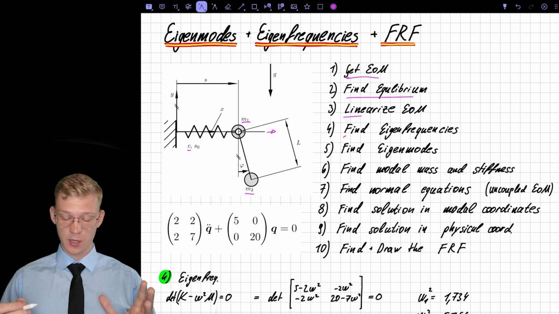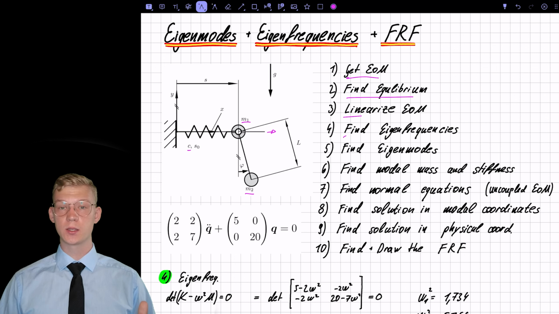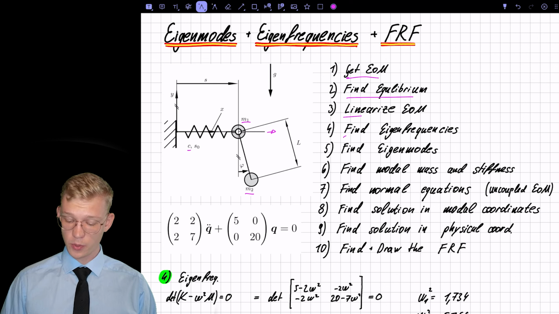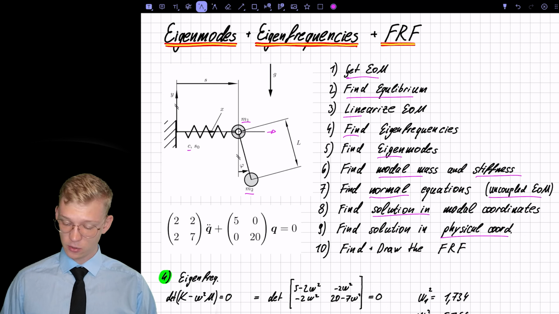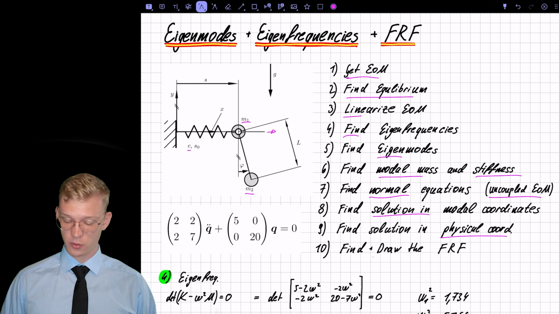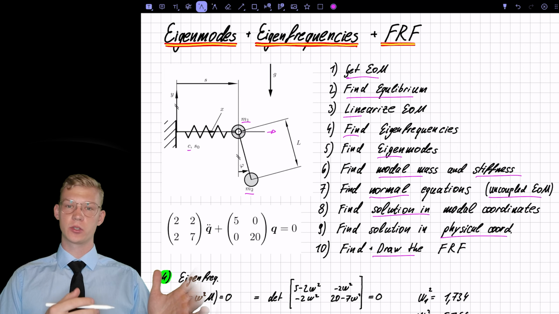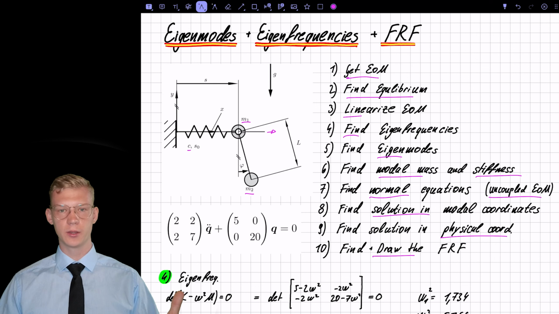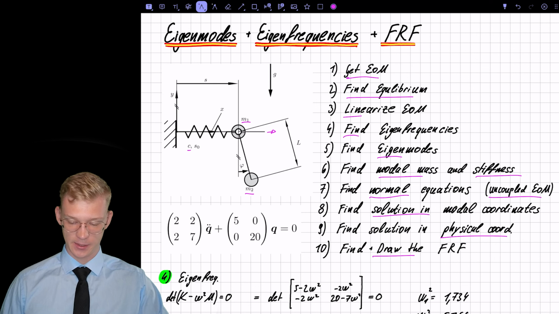Then with those modal masses and modal stiffnesses, we will find the normal equations, so the uncoupled equations of motion that we can solve. Then after we did that, we will find the solution in the modal coordinates, and we want to transform those modal coordinates into the physical coordinates, so this is step number 9. And after we've done all this, we can find or draw the frequency response function and see how the system will react if I excite only one degree of freedom and how the other degree of freedom will react to that. So let's follow that recipe and get the frequency response function for this system.